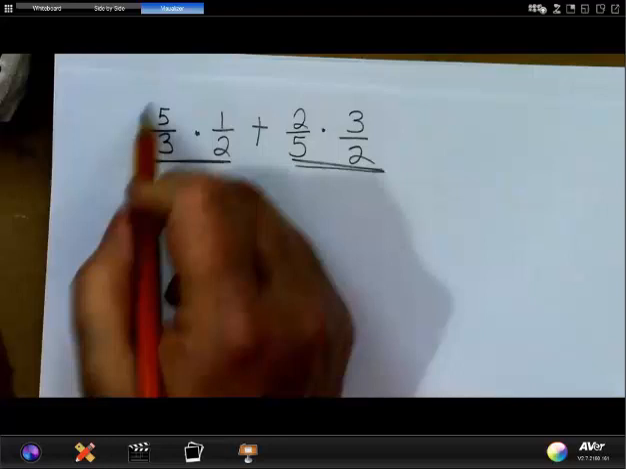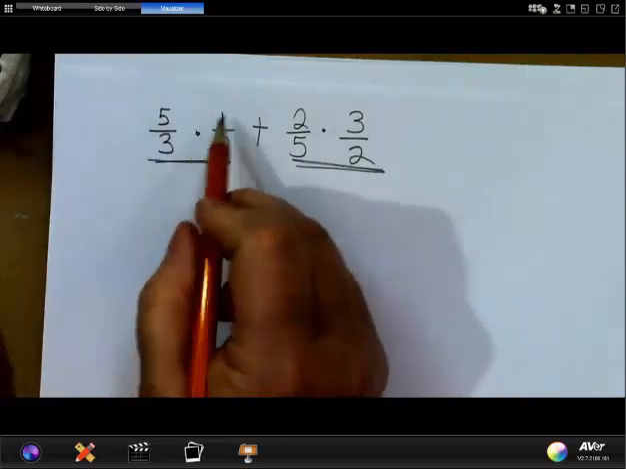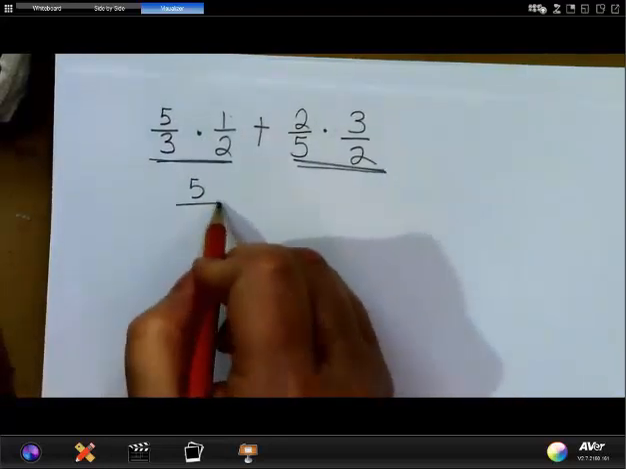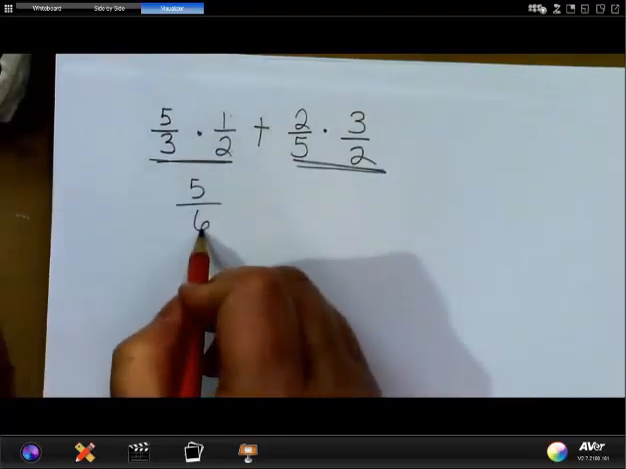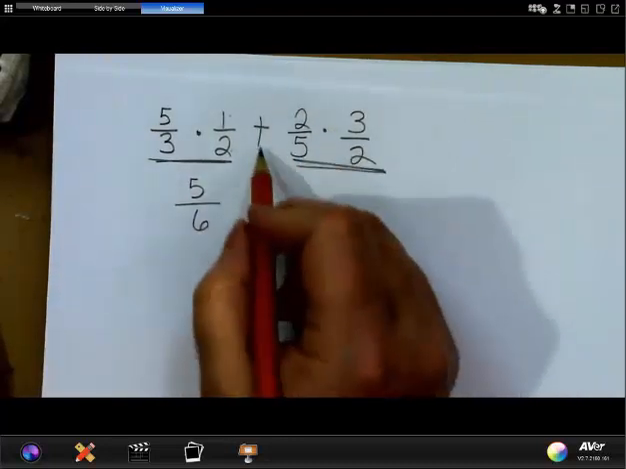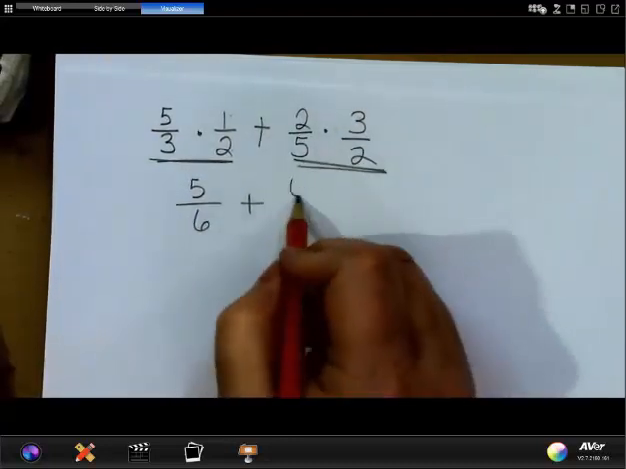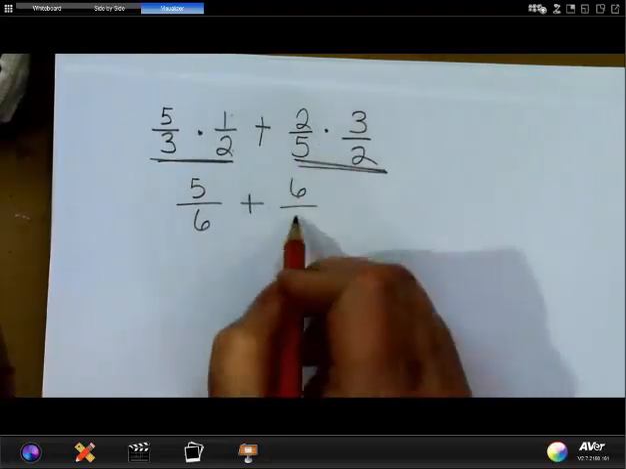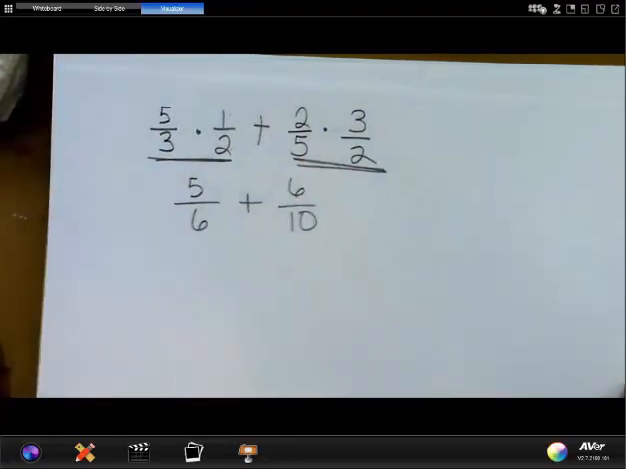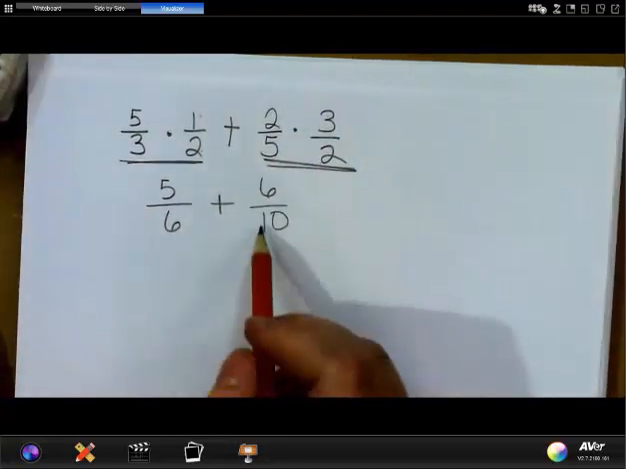So let's do our first fraction. 5 times 1 is 5. 3 times 2 is 6. And we're going to do our second fraction. Remember, the plus stays in between them. 2 times 3 is 6. 5 times 2 is 10. So now I have 5/6 plus 6/10.